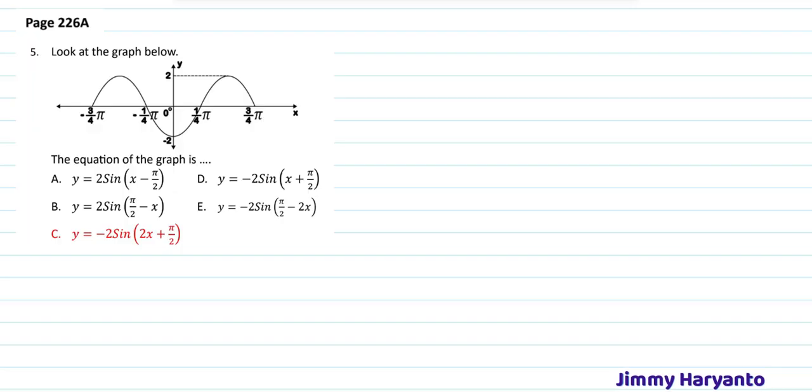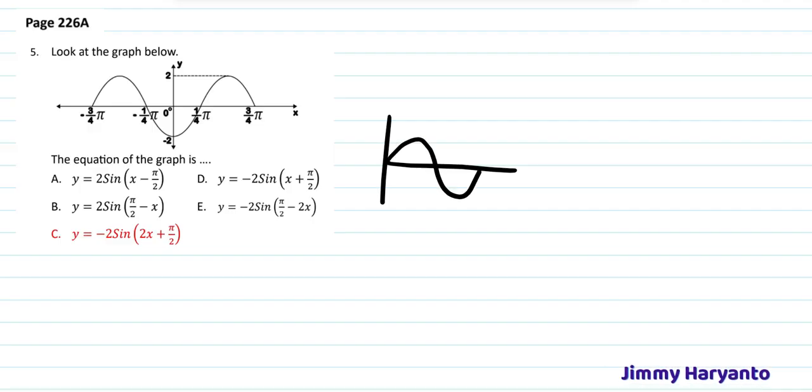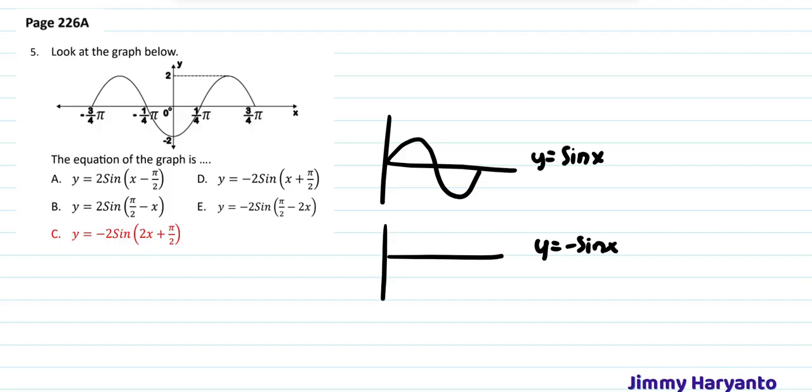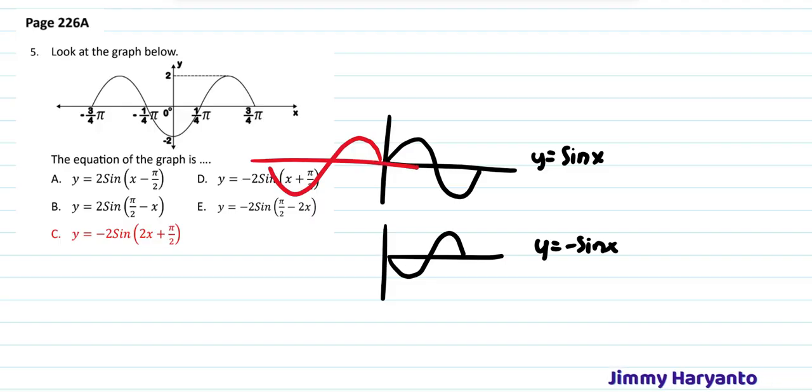So a negative in front means you have to flip the curve upside down. Let's say you have sine x like this. This is y equals sine x. For y equals negative sine x, that means you have to invert it like this, upside down. And when you have a negative on the coefficient of the x, that means you have to flip sine x horizontally. That means you have to mirror it like that, the reflection in the y-axis.